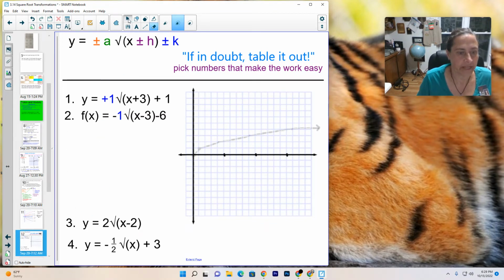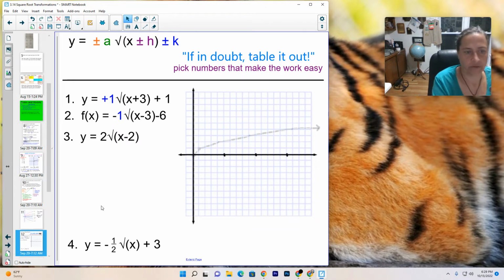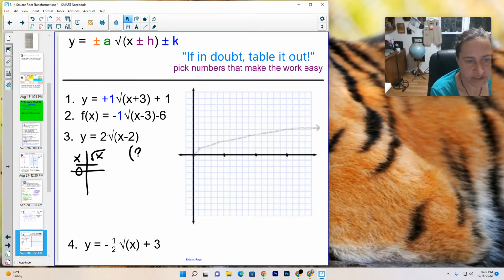All right, number 3. Number 3 is a positive one again, but now we do have an a value. So it is going to change my x versus the square root of x by a little. So let's actually plug in some numbers and see what happens. So if I put in a 0 there, that would actually take the square root of -2. So my 0 doesn't actually work because what we know is that this is going to start at 2, 0. So it's going to start right here. So I'm not going to have anything at 0, but let's do it at 2.